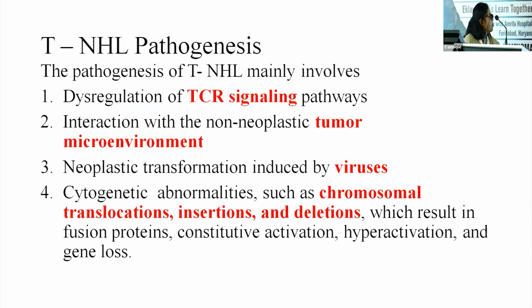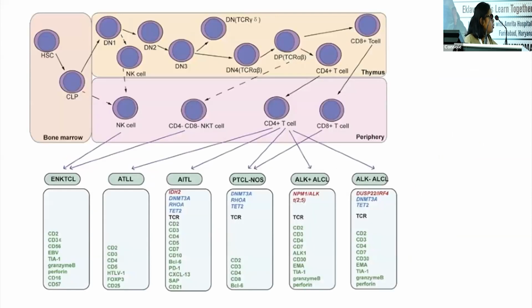The pathogenesis of TNHL mainly involves dysregulation of T cell receptor signaling pathways, like B cell receptor signaling in BNHLs, followed by interaction of the non-neoplastic tumor microenvironment and neoplastic transformation induced by various viruses like HTLV, and finally cytogenetic and chromosomal abnormalities. This is a pictorial representation where you can see the normal B cell differentiation as well as the cell of origin of the major T cell NHLs.